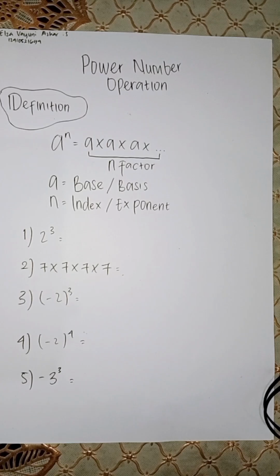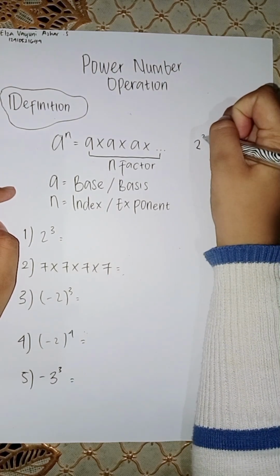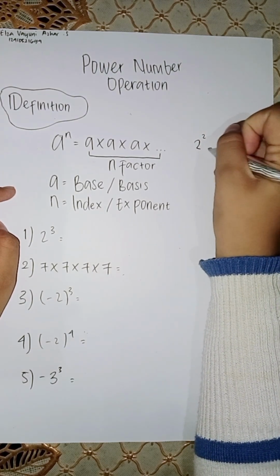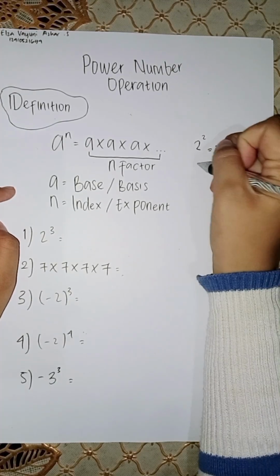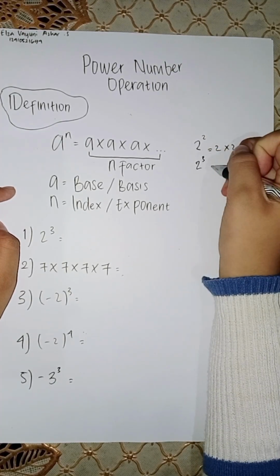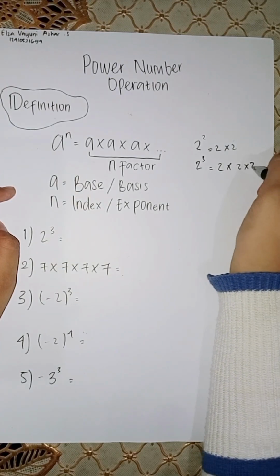Today I will discuss about the power number operation. When you were in elementary school, you must have learned about power numbers, right? Such as power 2 and power 3. For example, 2 to the power of 2 means 2 times 2. 2 to the power of 3 means 2 times 2 times 2.